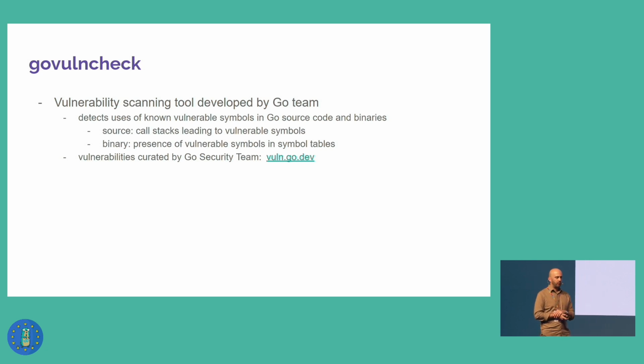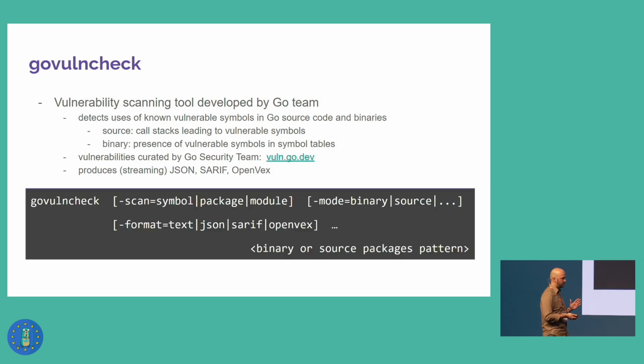govulncheck has been around for a while now, and we've been working to integrate it into different points. So right now we support JSON output, SARIF output, and OpenVEX as of recently. Here is how the command looks in general. You can tell it to scan things at the symbol level by default. You can also choose package or module if you really want to do that. You can say analyze binary or source code, or there are three more options. And you can also format the output. By default, you get human readable text, but you can also output JSON, SARIF, OpenVEX, and so forth.